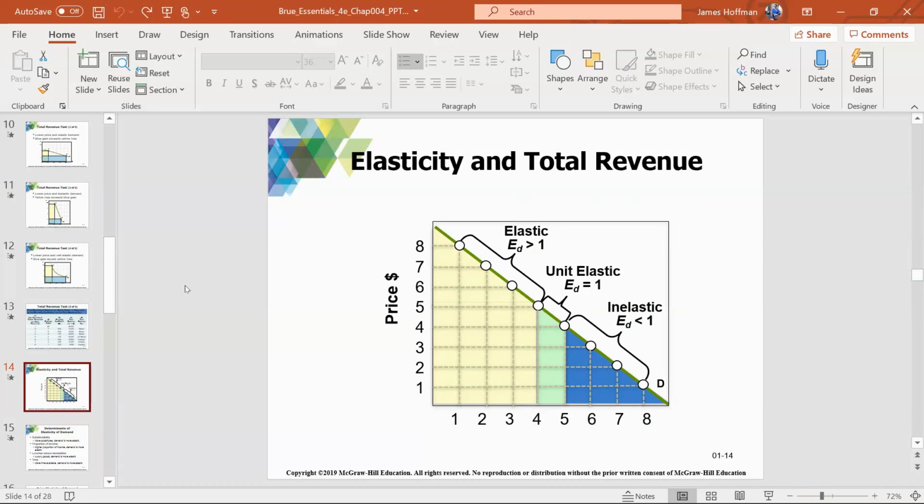Okay, so this elasticity and total revenue graph summarizes what we've been talking about. If you're in the elastic region and you charge a higher price, you're going to lose too many customers. If you're in the inelastic region, your customers are not that responsive, so increasing price would give you more revenue. So elastic region, to increase revenue, lower price. Inelastic region, to increase revenue, increase price.